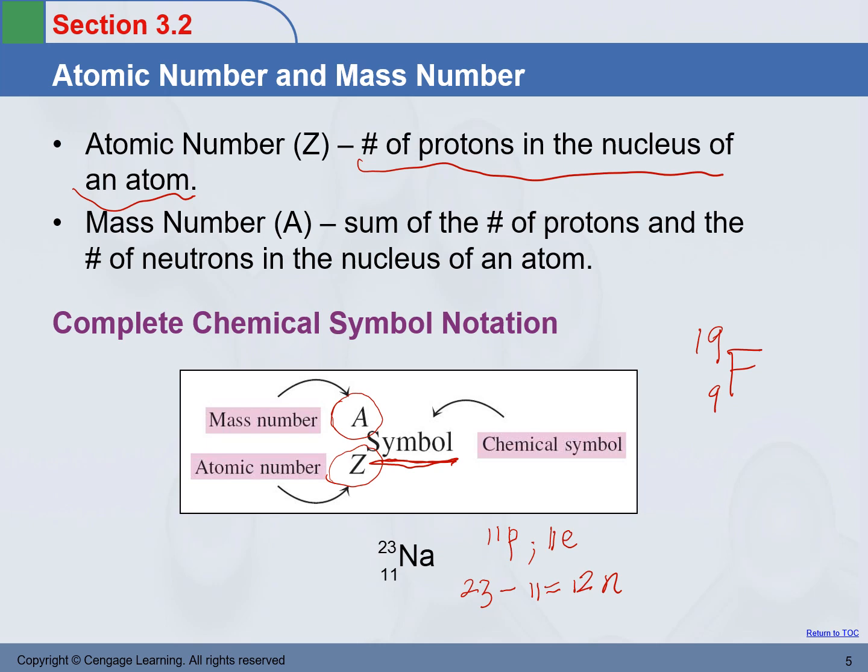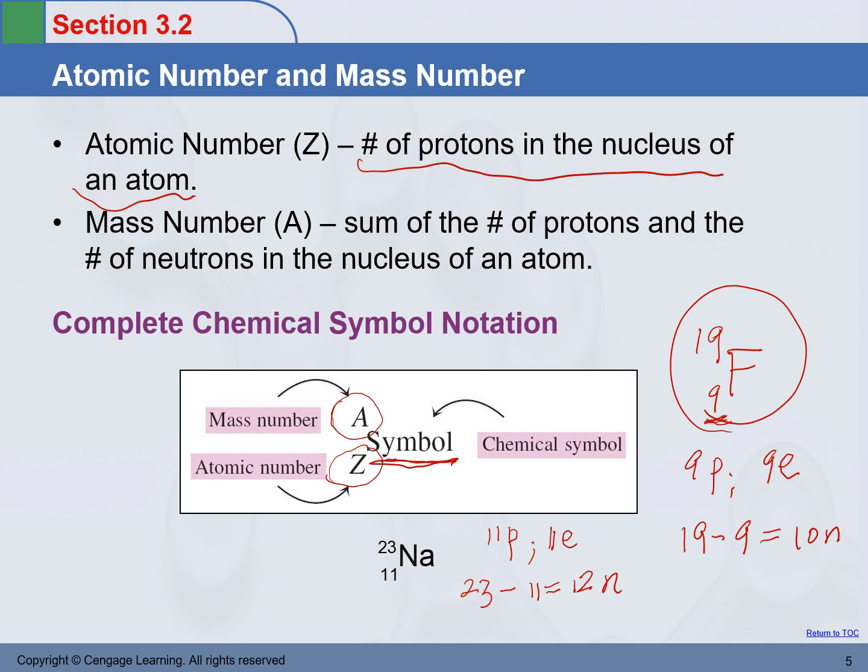Number of protons right away, 9 protons, the atomic number. Once you know the number of protons, you know the number of electrons, 9. They are the same thing. The number of electrons equals the number of protons. Then the number of neutrons will be the mass number minus the atomic number, the number of protons, which will be 10. So this element has 9 protons, 9 electrons, and 10 neutrons.